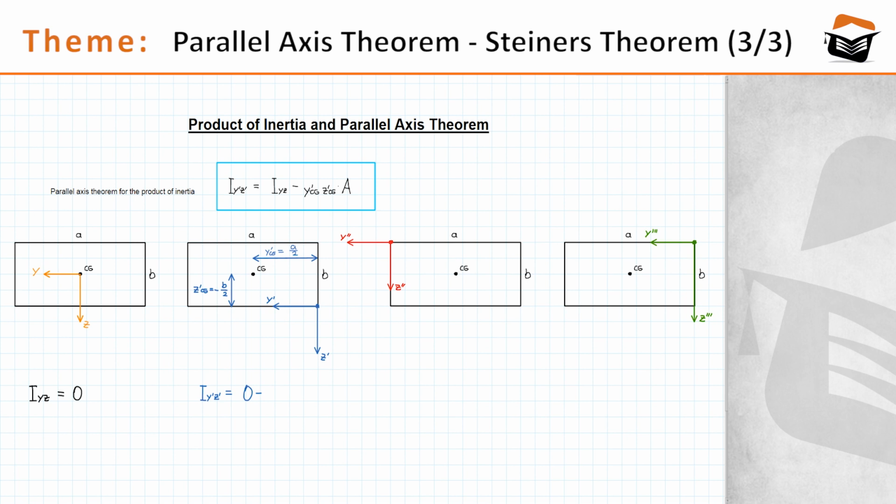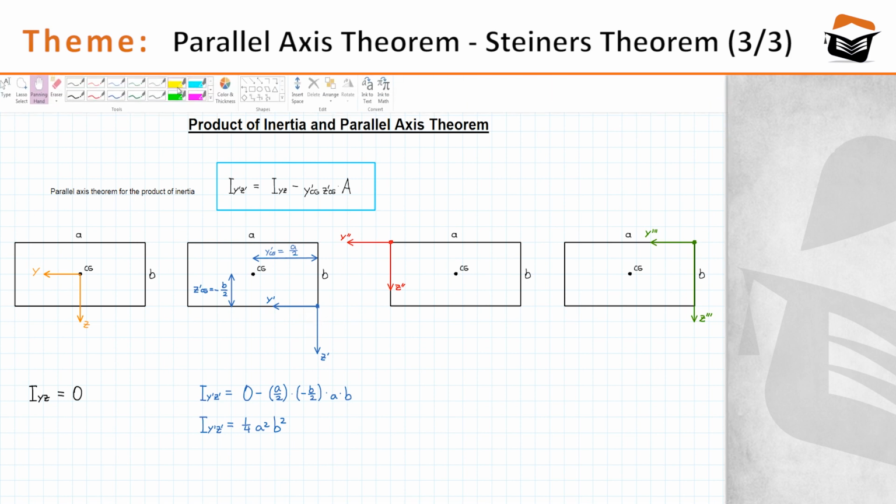So y sub cg prime is a divided by 2 times z sub cg prime, that is minus b divided by 2, and we want to assign the negative sign to b half, and A is the area of the rectangle, that's just a times b, and if we solve this equation, we're going to get 1/4 times a squared times b squared, and that is the product of inertia of this rectangle with respect to a coordinate system that has its origin at the bottom right corner.